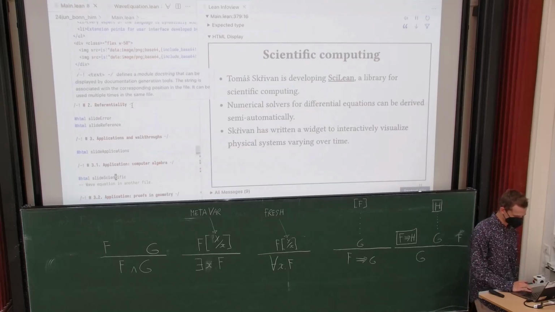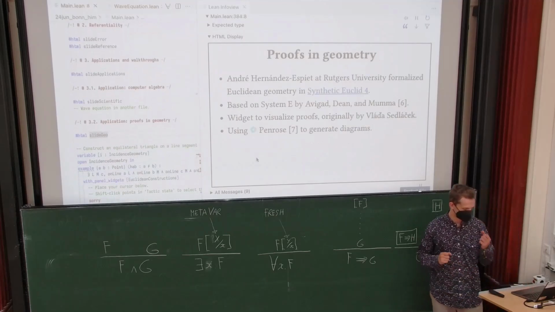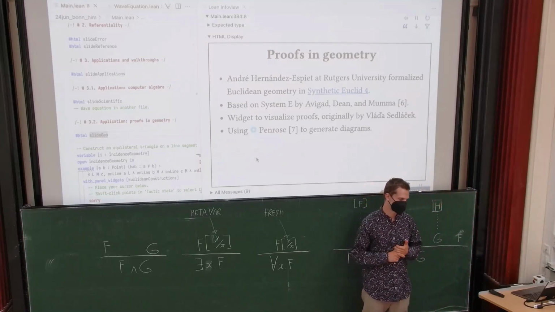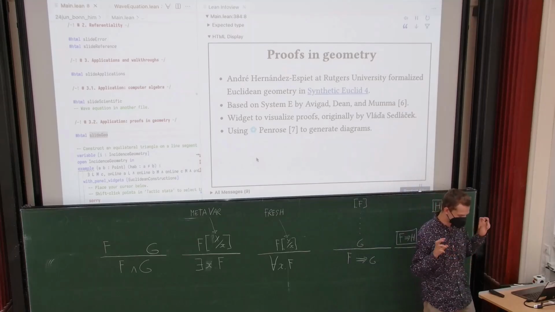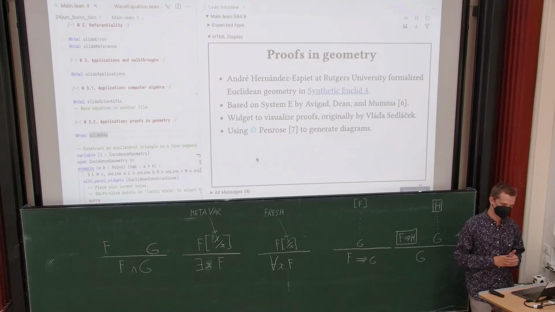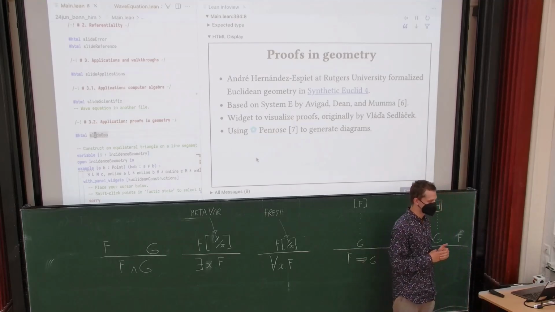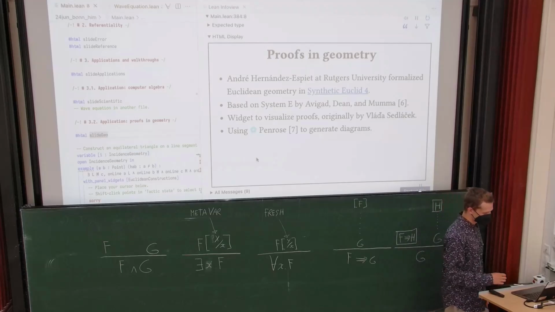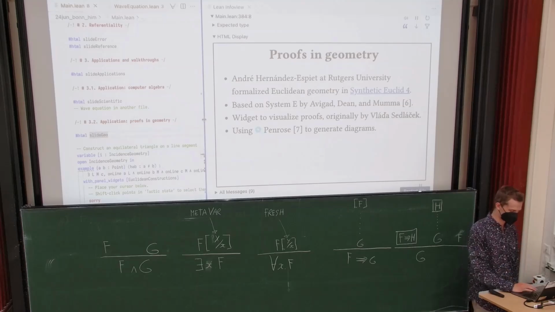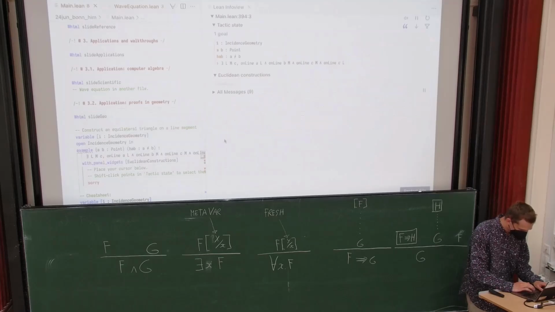So that was the first example. Now the second example is geometry. At Rutgers, Andre Hernandez-Estiet has formalized a synthetic treatment of Euclidean geometry based on this formal system E by Avigad, Dean, and Mama. And also at Rutgers, Wojciech has written a widget to visualize proofs in Lean that are using this system. The technology uses this library called Penrose, an automatic diagram optimizer, to generate diagrams. So let me show you an example of that.